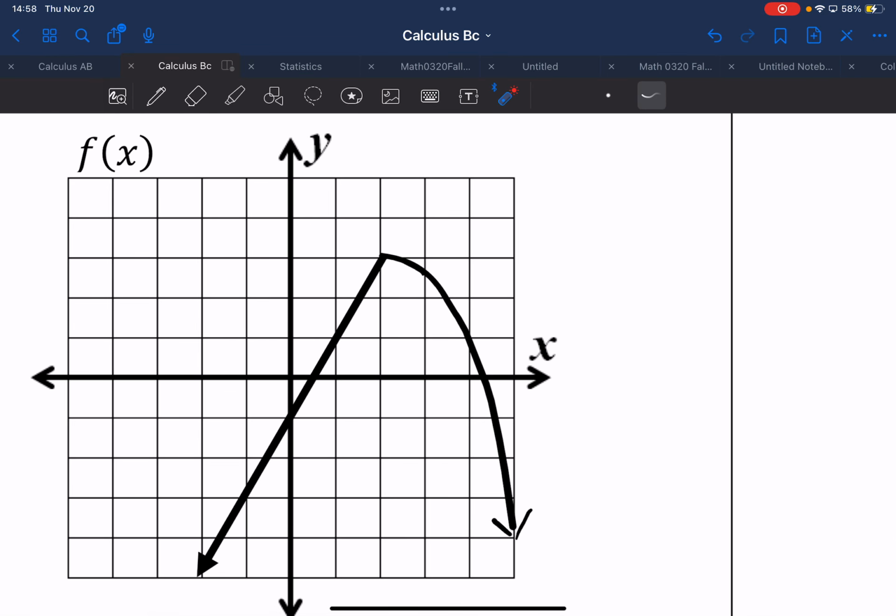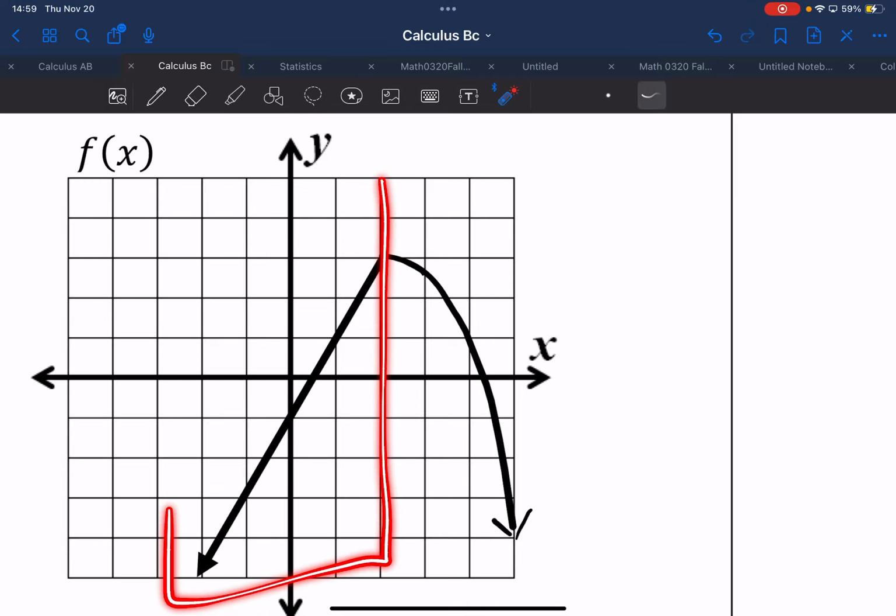Okay, so the reason why I want to do this one with you guys is because we notice something happening here. And what's happening? A cusp, right? Which means what? There's no derivative. It's not differentiable at that point, right? We can't find f prime of x at that point because of that cusp, okay? So when we are taking the derivative of this function, it's going to end up looking like a piecewise function, okay?